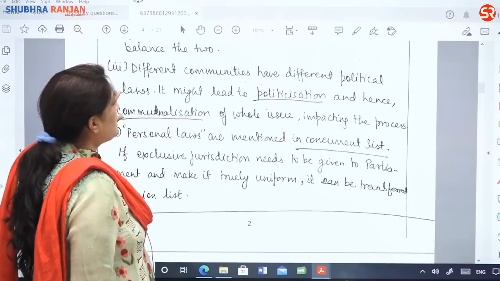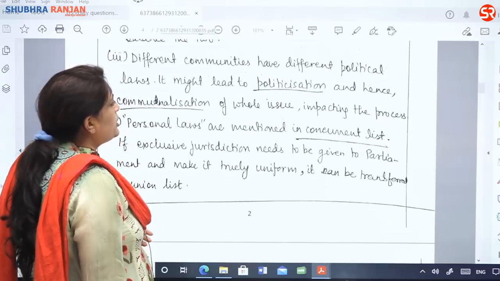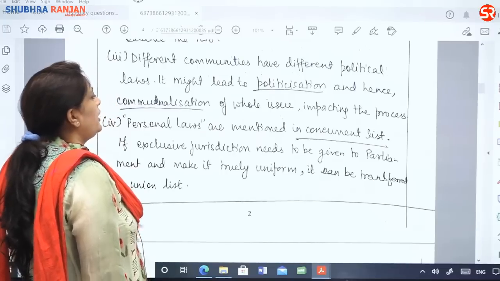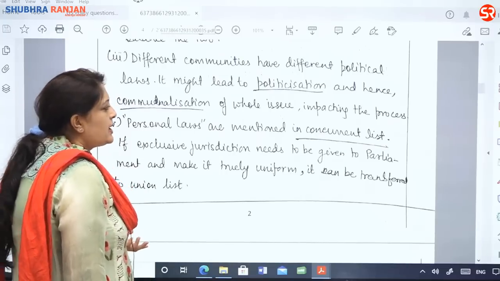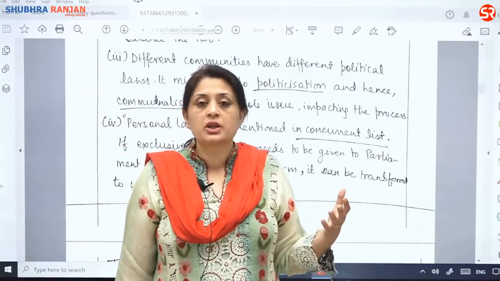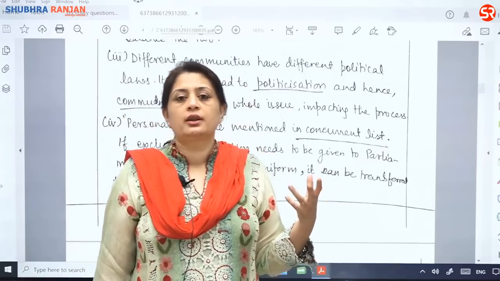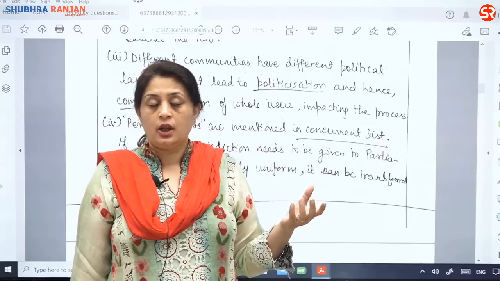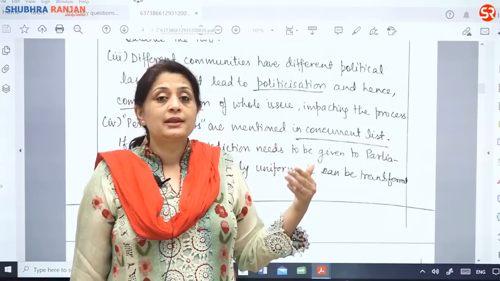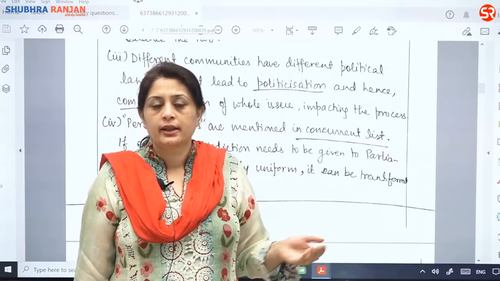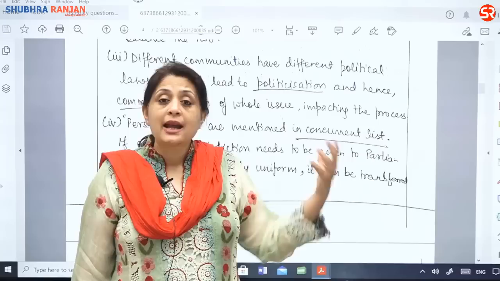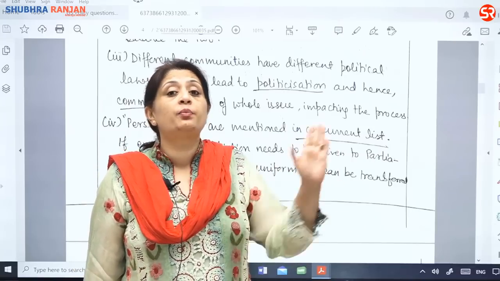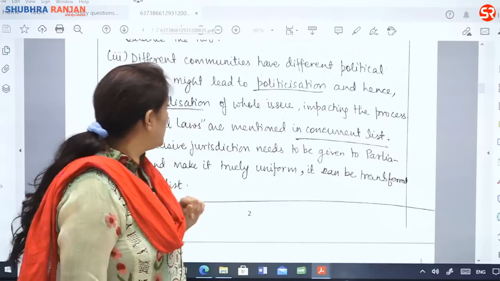Different communities have different personal laws. It might lead to politicization and hence communalization of the whole issue, impacting the process. So you can say that, as the Law Commission has rightly mentioned, our country still is not prepared. Unless basic trust building is there, any attempt can get hijacked by the communal forces and they can project it in some other manner.